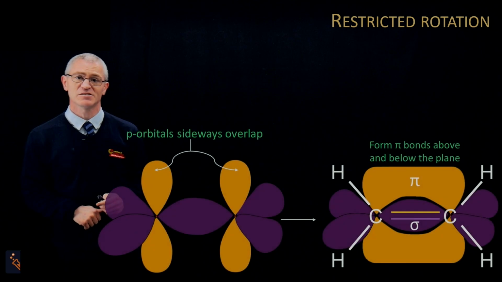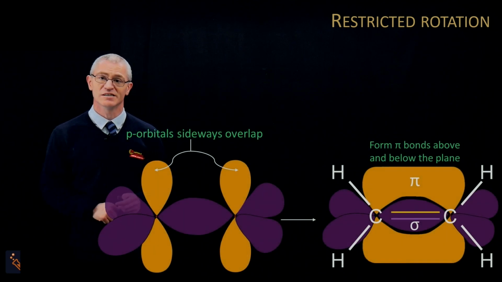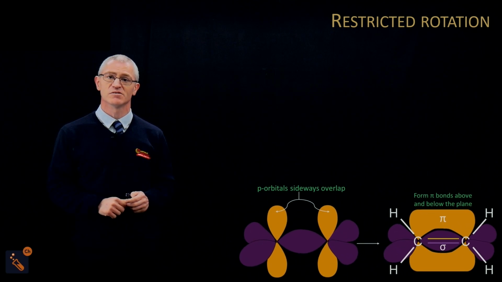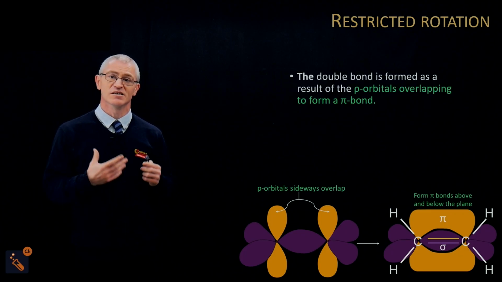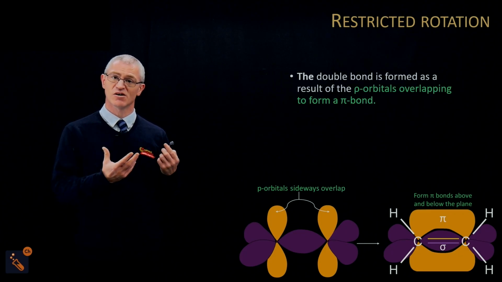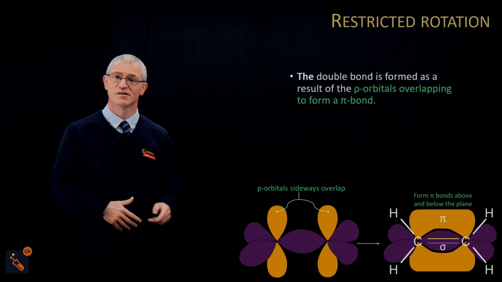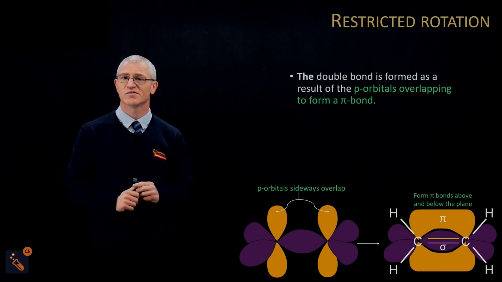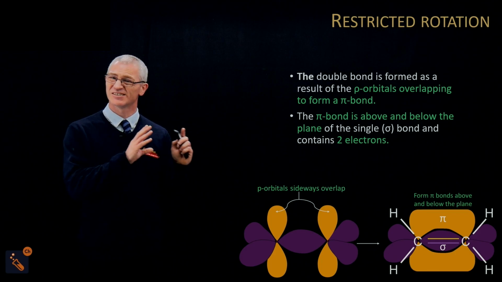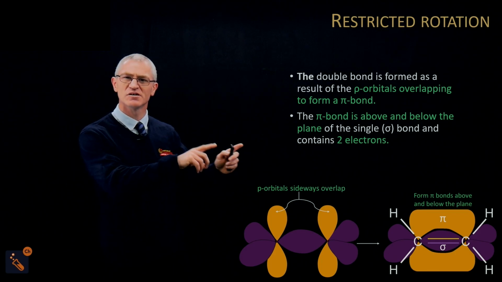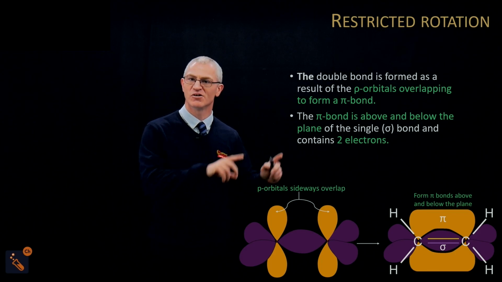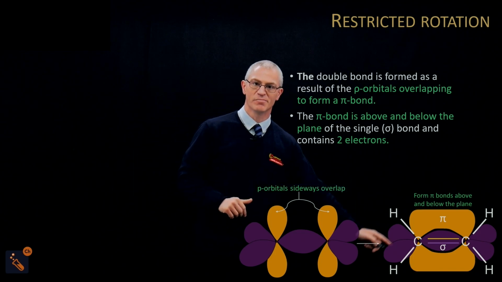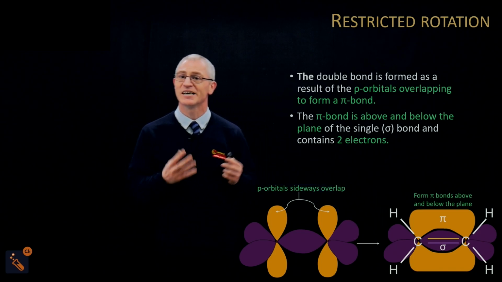All right? But let's just look at this in terms of what you're going to put in the exam. All you're going to put in the exam is that the double bond is formed by the p orbitals overlapping. And it's actually important to put sideways overlapping in there. It's sometimes really good to say that the pi bond is above and below the plane of the single bond. You can see it here, above and below the plane. And it contains 2 electrons.